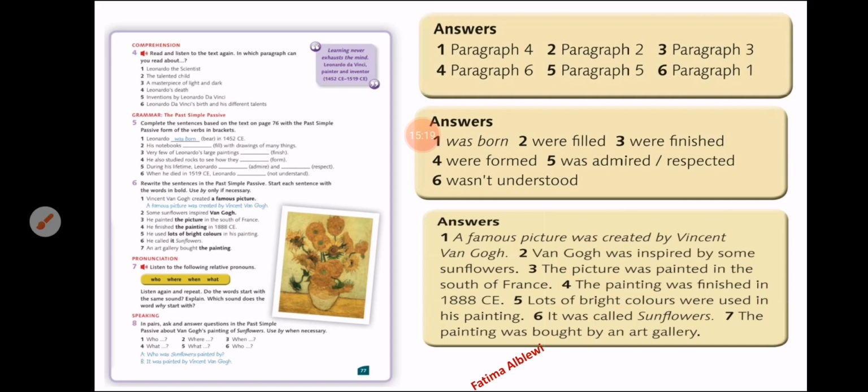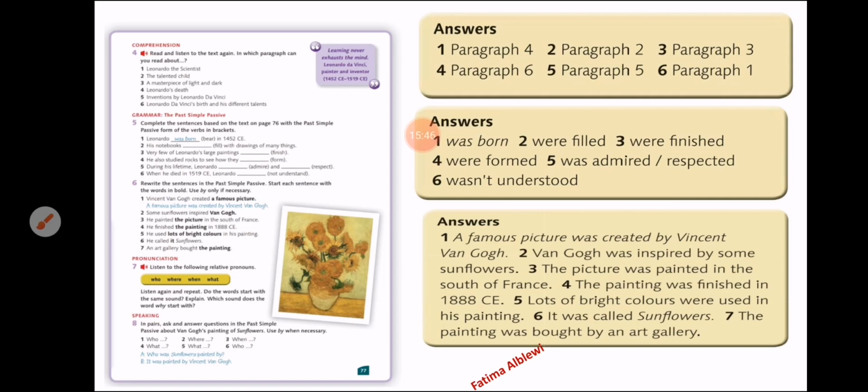Inventions by Leonardo da Vinci. Now his achievements in inventions is paragraph number 5, which begins with line 31. And the last one, Leonardo da Vinci's birth and his different talents, is paragraph number 1, which begins with line number 1.